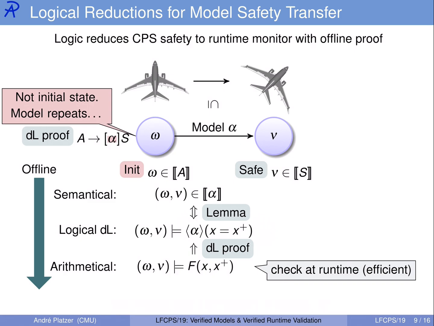Now, one slight problem with the approach is still that what if this wasn't the initial state, then checking whether the initial condition was true for it wouldn't be quite the right thing, and what if the model actually is a model that repeats and has a loop? But that's actually a harmless change compared to where we're at.